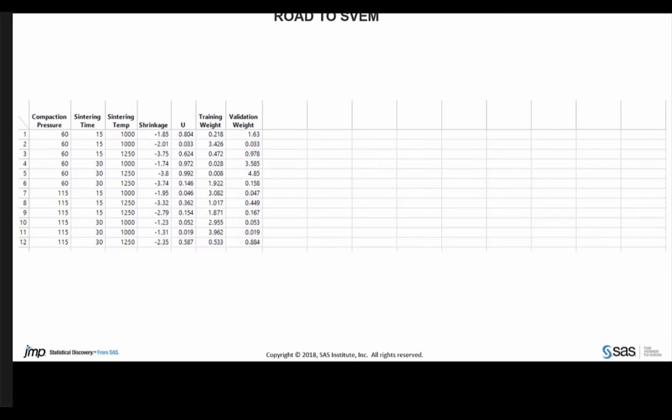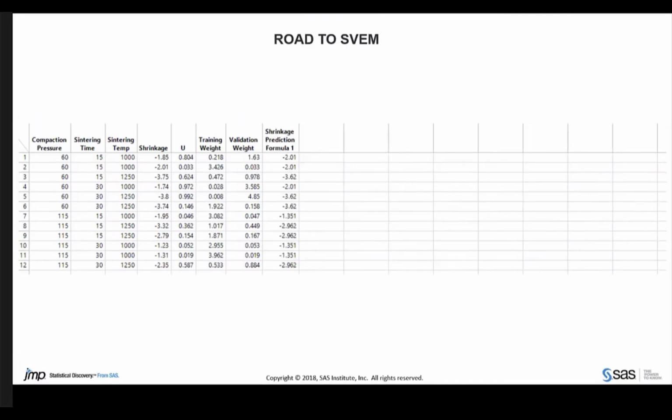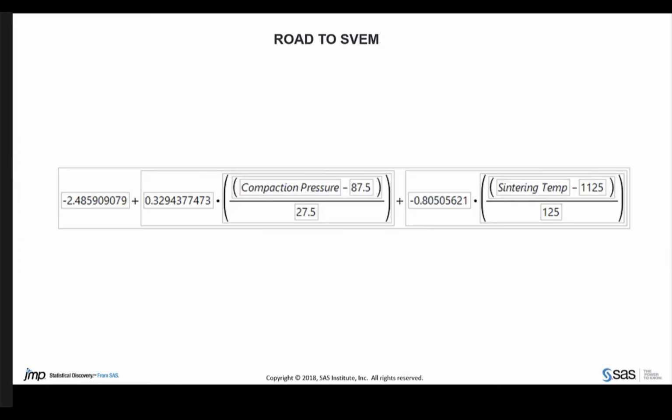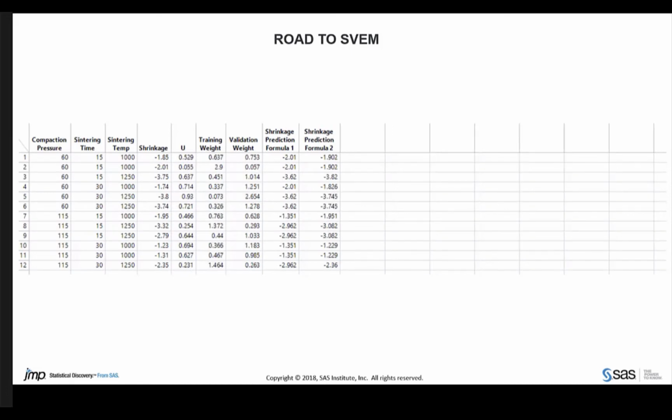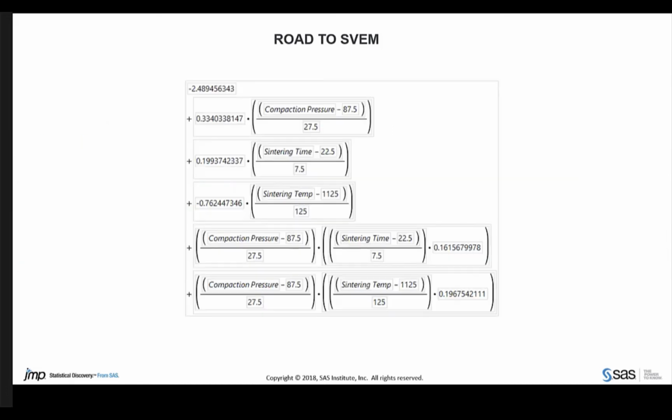So then we would go ahead and fit a model to shrinkage and save the prediction formula. If we took a look at it, in this case we're using forward selection, and it shows compaction pressure and sintering temp as the variables it wanted to keep. Then we update the weights and save another prediction formula, and this time a different set of main effects and interactions was kept by the auto-validation process.